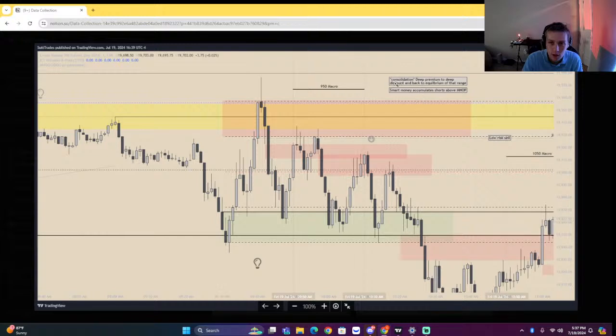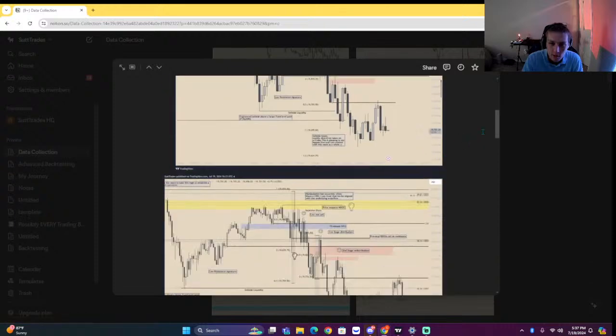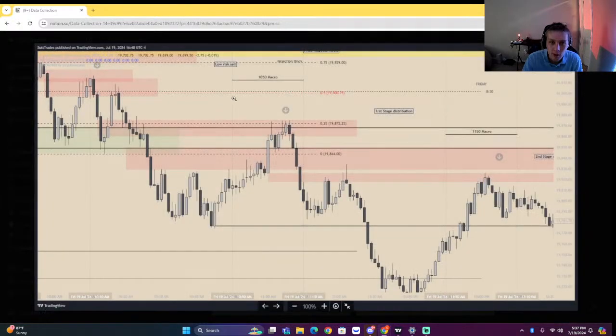And here we have consolidation. Smart money is accumulating shorts above that midnight open and above that 8:30 opening price. So this is a study of 950 macro consolidation. Whenever the 950 macro consolidates, the 1050 macro is going to offer a nice expansion. And here we have manipulation higher up into this 1 minute imbalance right there.